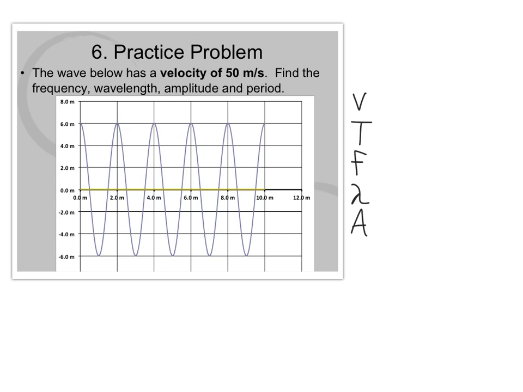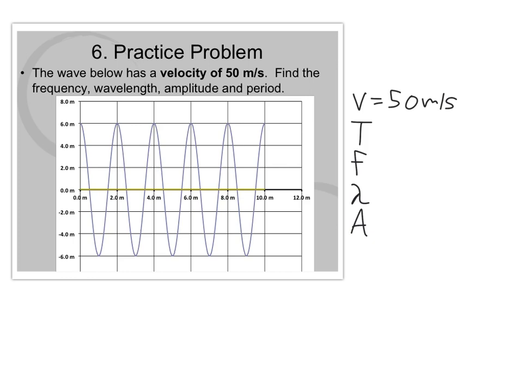All right, for this next problem, we have a graph here, and we want to find a number of things. We're told the velocity of this particular wave is going to be 50 meters per second, and we want to find the frequency, wavelength, amplitude, and period of this wave. So a few of these things we can just get by reading the graph. So I'm actually going to start with amplitude here.